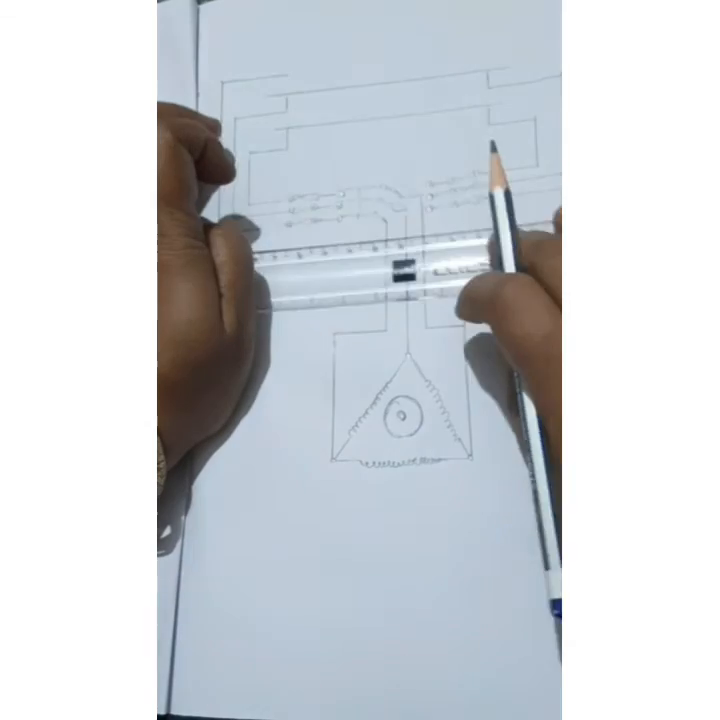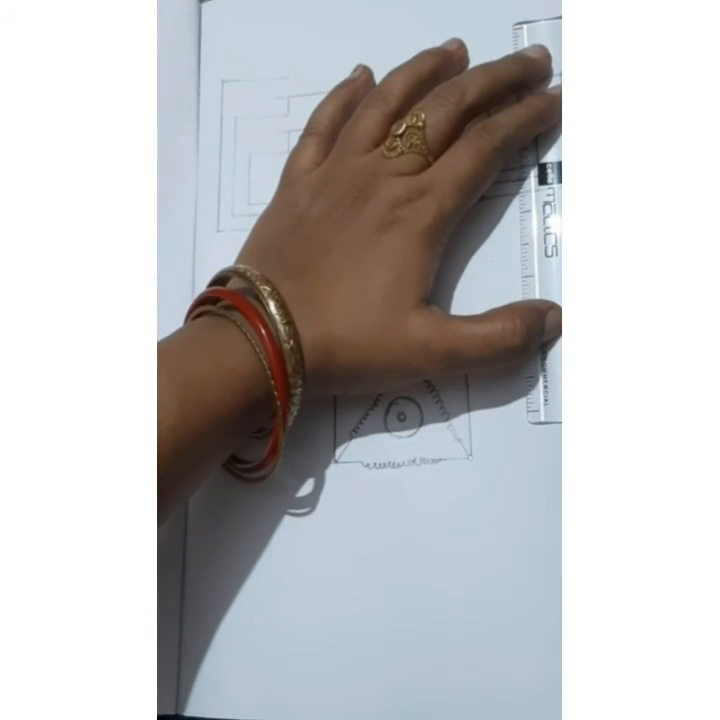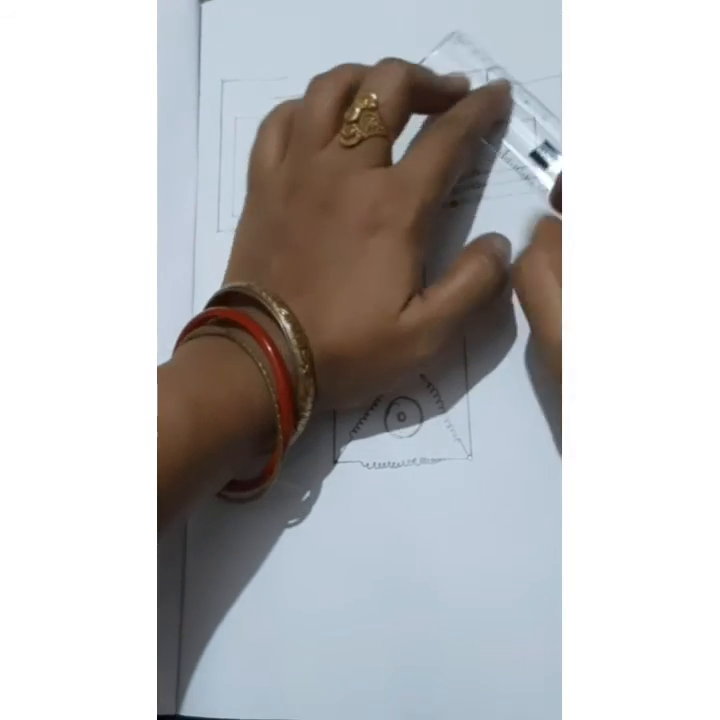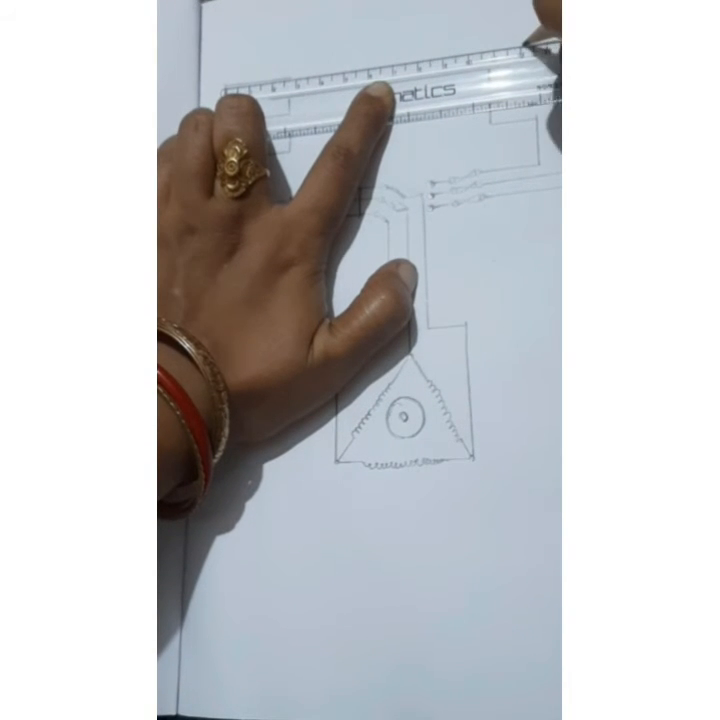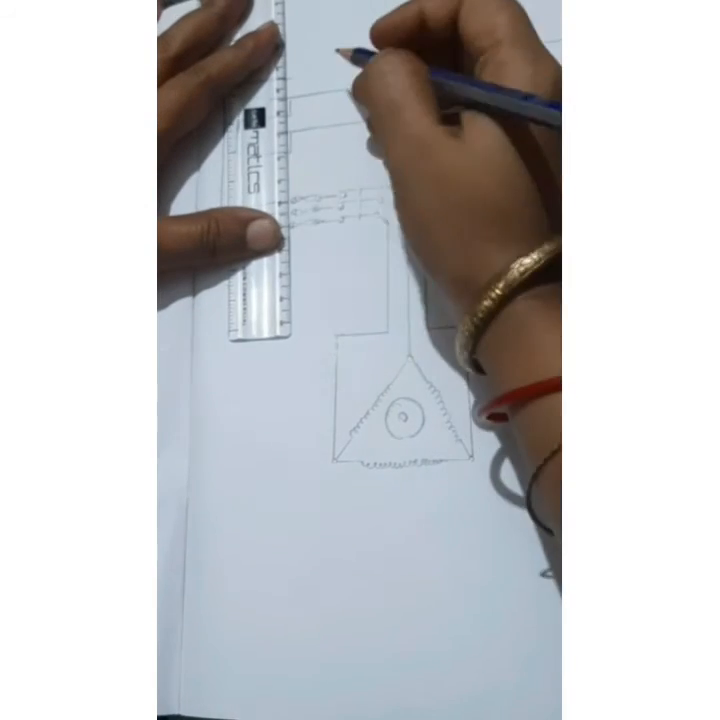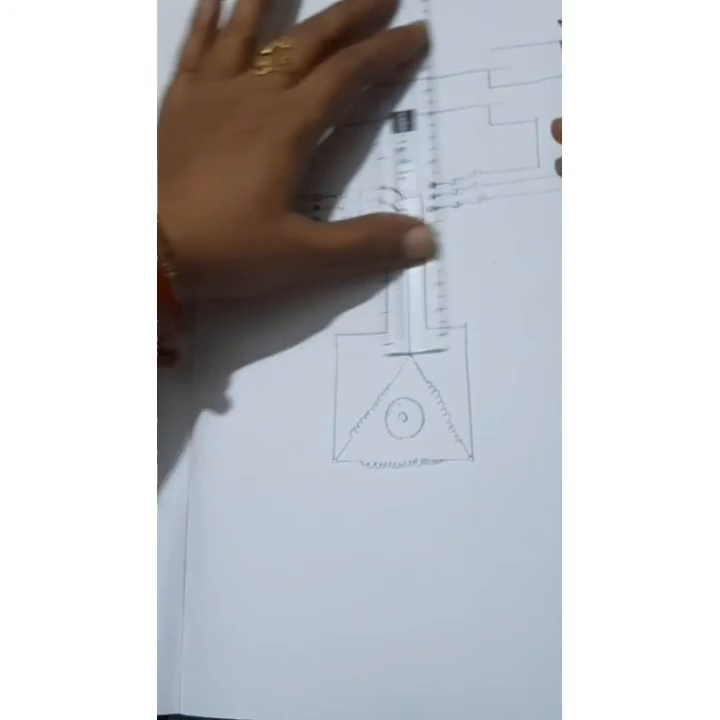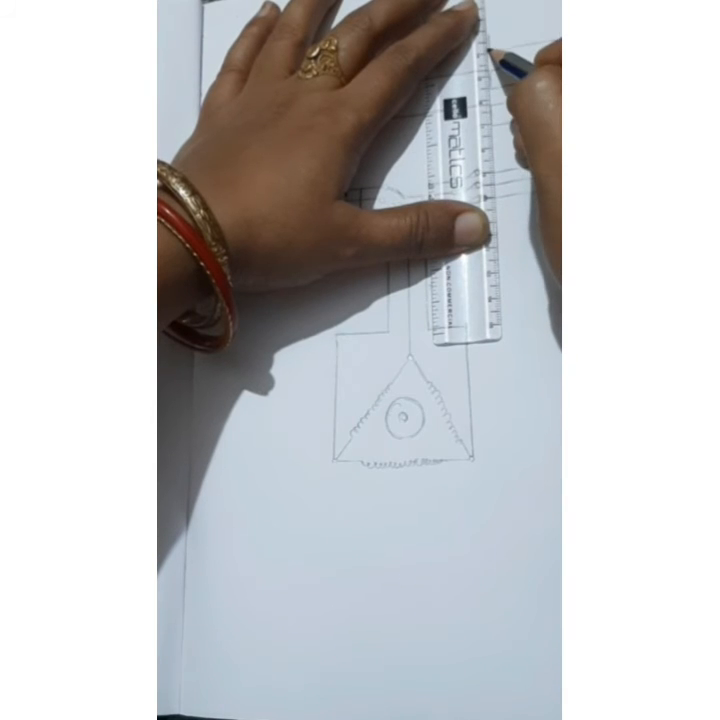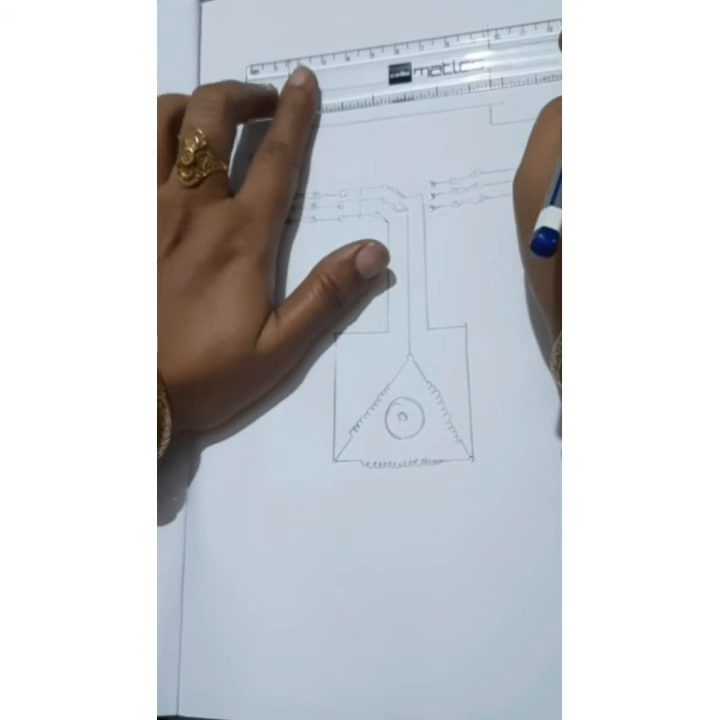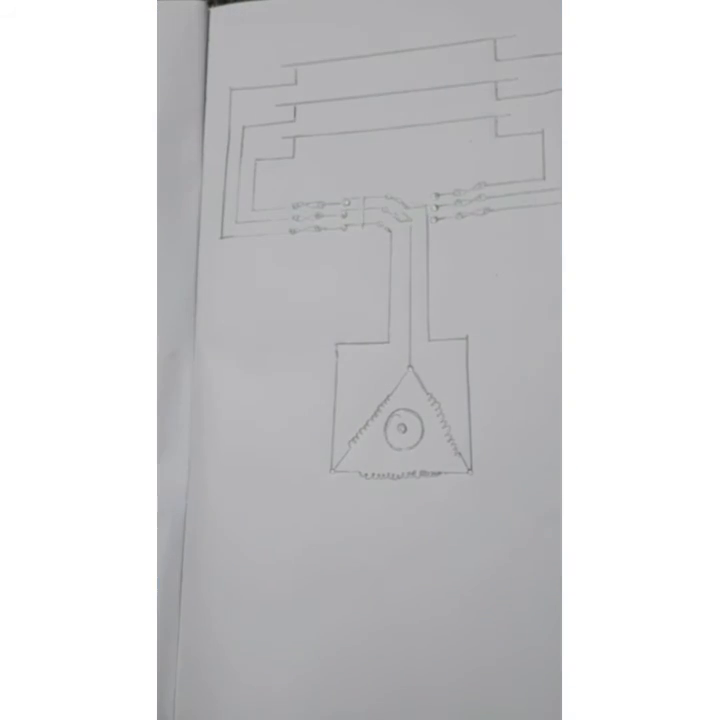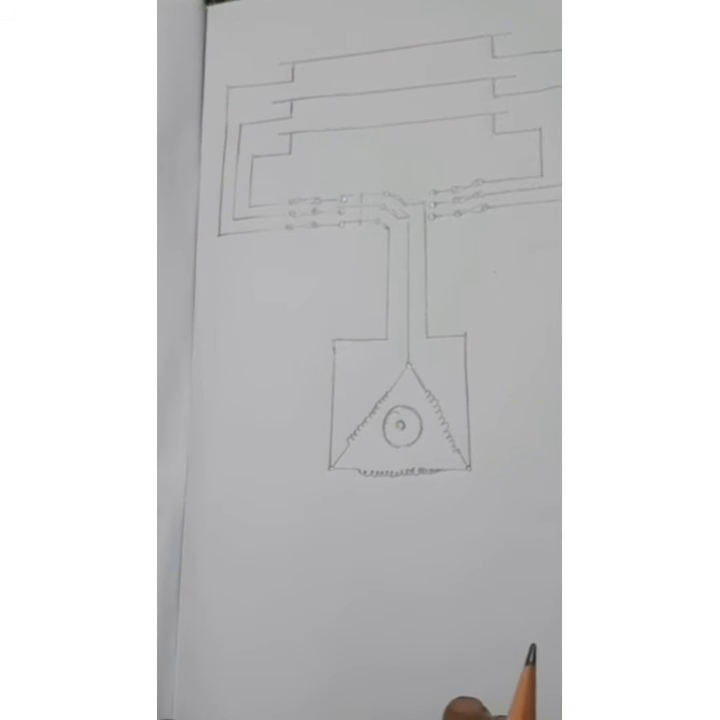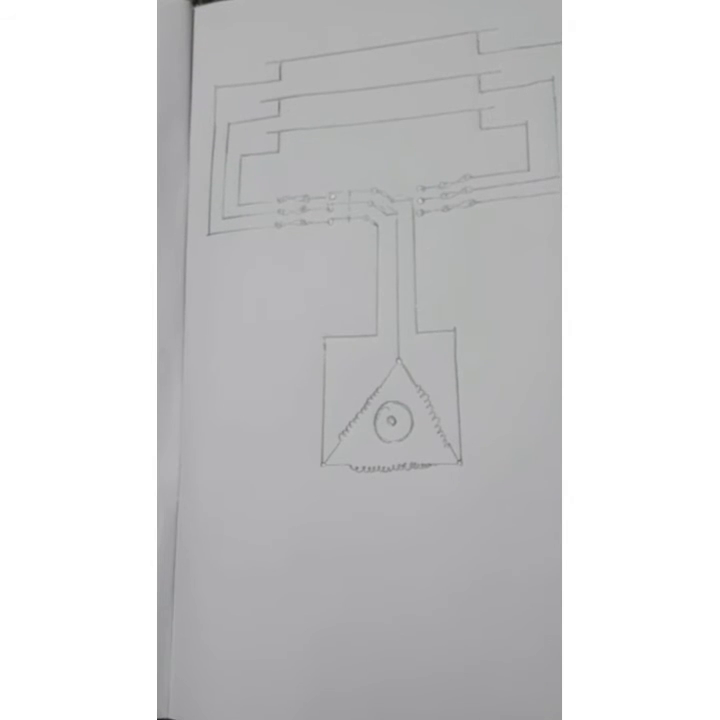Here we are making the final connection with the R phase supply lines. I am about to finish the lines of the diagram. Here we can see I have already completed the connections.